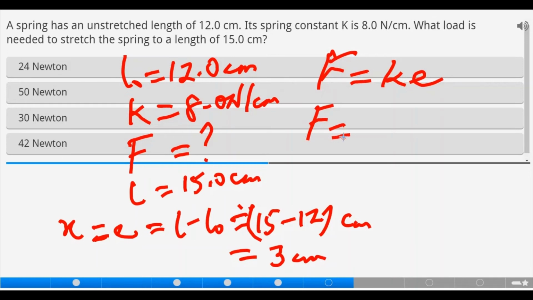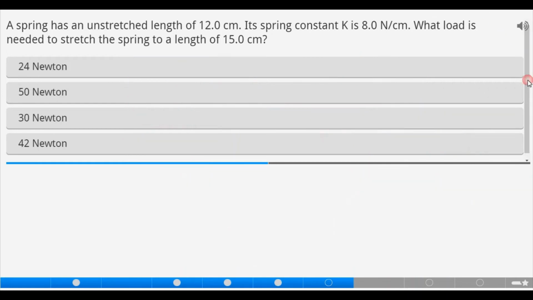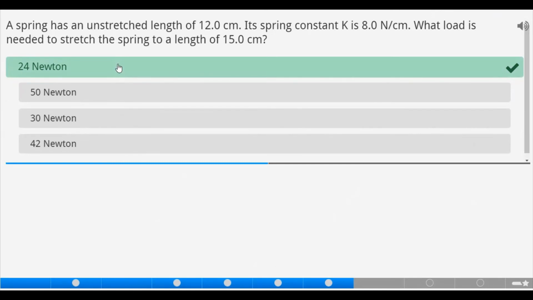F now is equal to the spring constant of 8 Newton per centimeter multiplied by the extension of 3 centimeter. Force is measured in newtons. So F now is equal to 24 newtons. Do we have it as part of our options? Yes. So let's pick it and see. That's correct.